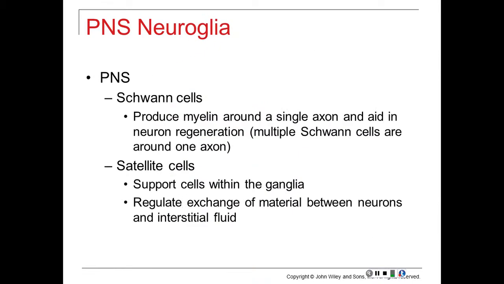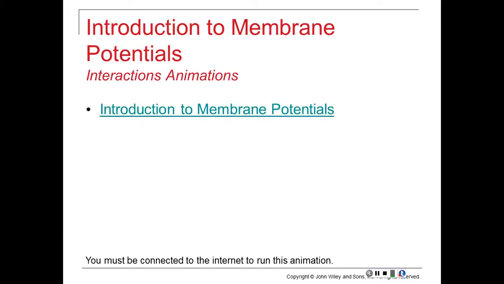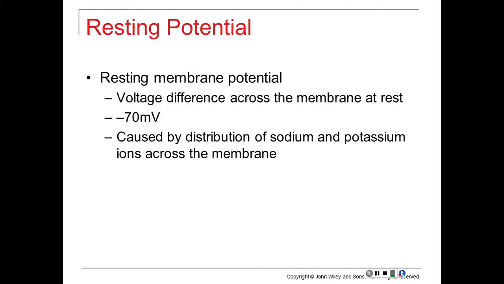The neuroglia of the peripheral nervous system, as I mentioned, is slightly different. In the peripheral nervous system, there are satellite cells, which are supportive cells within the ganglia, helping to regulate the exchange of fluids and gases between neurons and the interstitial fluid. And then there's the Schwann cells, as I've mentioned before. Schwann cells produce the myelin around a single axon and can aid in speeding the transmission of action potentials. This animation here goes into a brief description of membrane potentials.